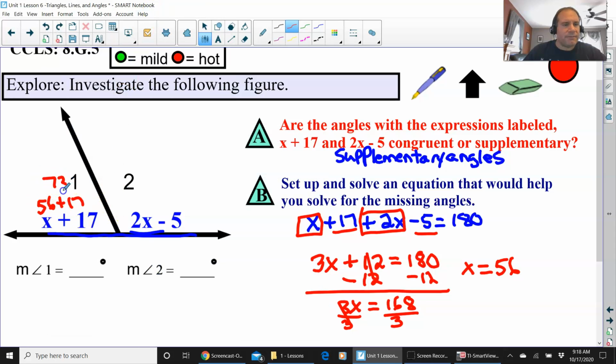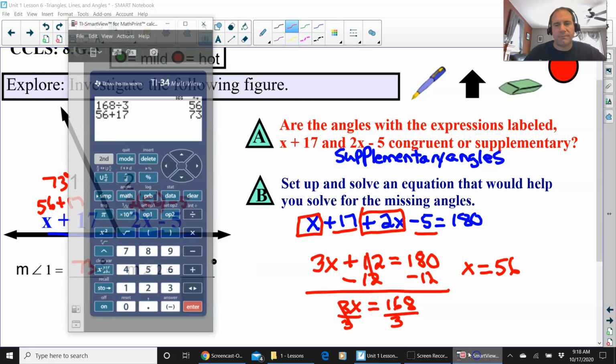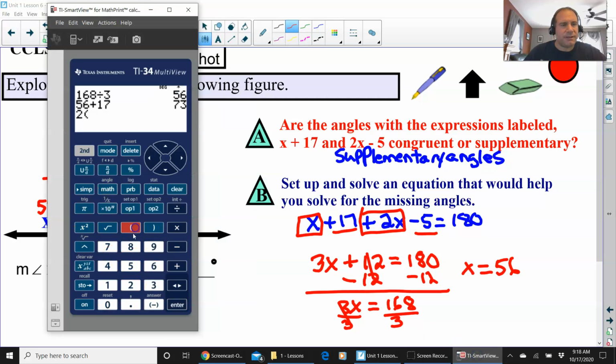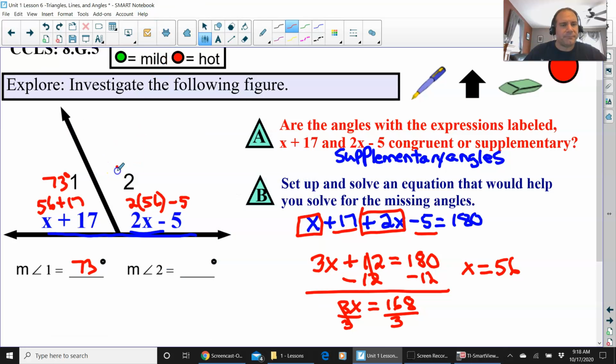So angle 1 is 73 degrees. Then we're going to have 2 times 56 minus 5. And we're going to put that into the calculator. 2 times 56 minus 5. 107. If you wanted to check, you just add these two together. It would be equal to 180 degrees. It should be equal to 180 degrees. It's a straight line. That's how you know you're correct.